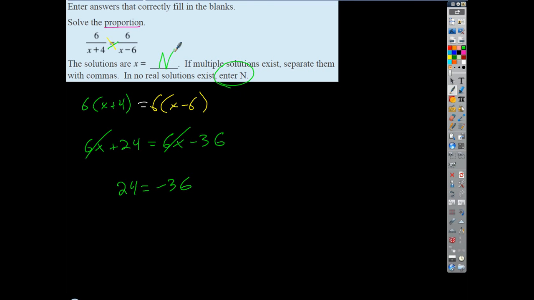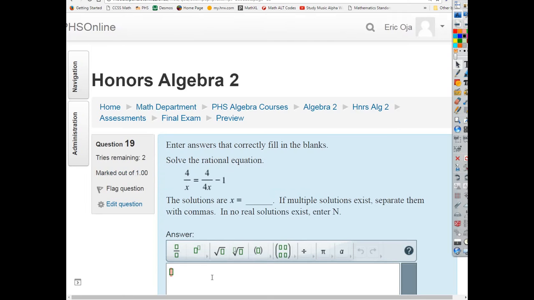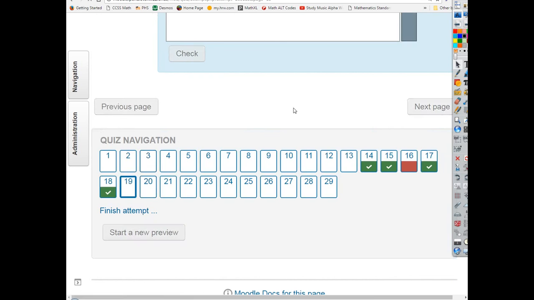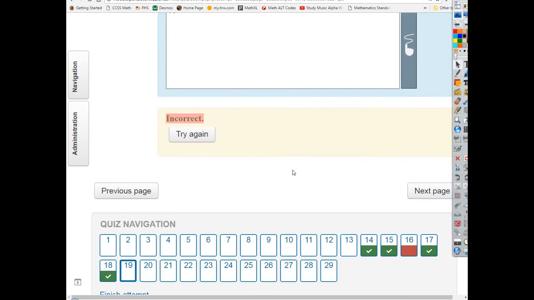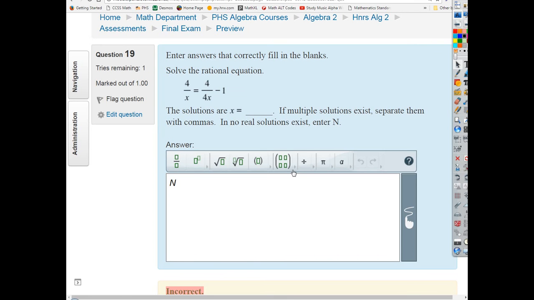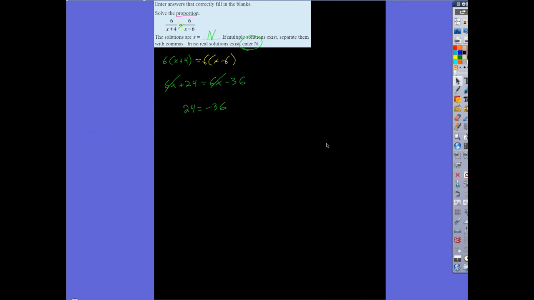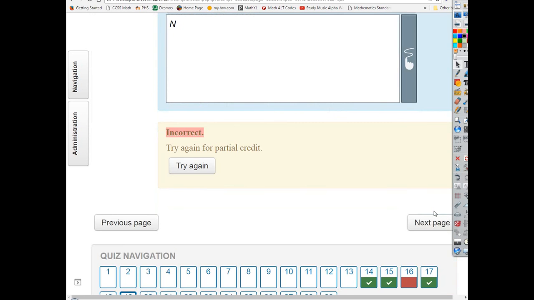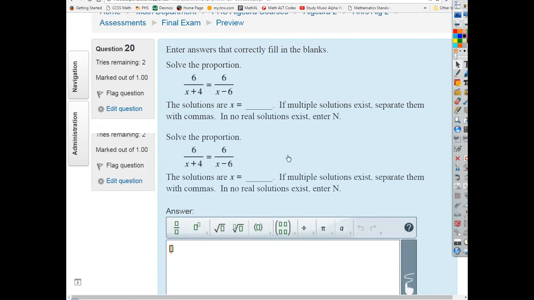Okay, how about if we do one more of those? First, I'll input this answer. So we get n. Is that the same problem we were doing? Oh no, whoops, we already did that one. There's our problem. Okay, so we got n.